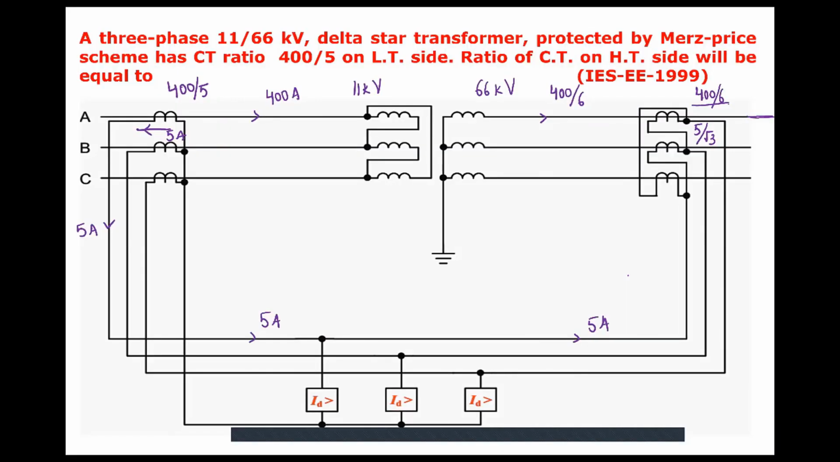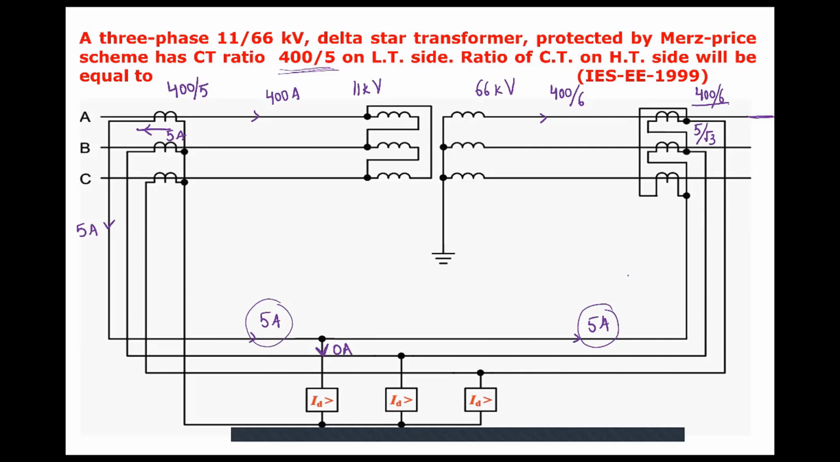So when there is no fault, the current through the operating coil should be how much? 0 ampere. For 0 ampere to flow through this, the current flowing through the pilot wire should be the same. Here, he has already given the primary CT ratio as 400/5. So let us assume 400 is the full load current on the primary side, that is the delta side.